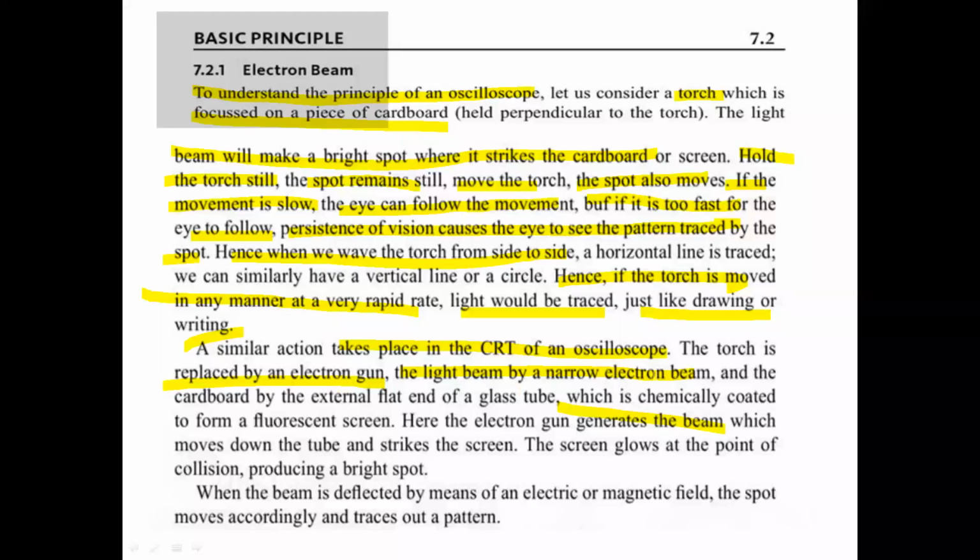Light beam is nothing but a narrow electron beam, and the cardboard is replaced by a fluorescent coated glass screen. Okay, so here the electron gun generates the beam which moves down the tube and strikes the screen. So the electron gun generates a beam of electrons, and the beam of electrons strikes the screen. Whenever those electrons strike the screen, a spotlight is visible on the screen. The screen glows at the point of collision, producing a bright light.